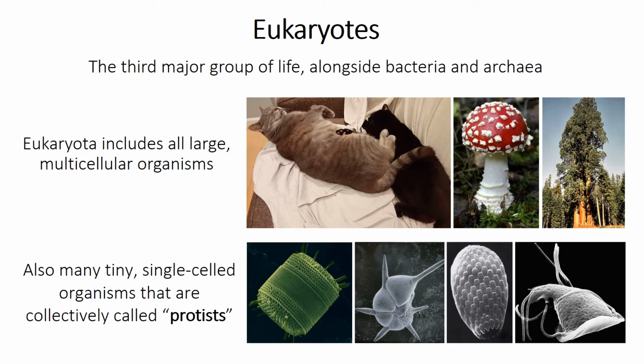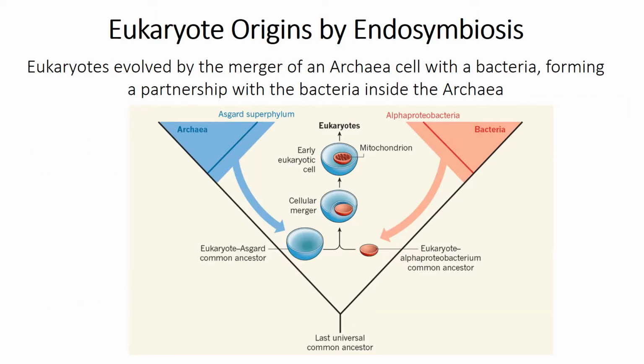Eukaryota also does include many single-celled organisms belonging to a wide range of different groups, but collectively referred to as protists. Because virtually all eukaryotes, whether they're protists or animals or plants, require some oxygen, evolution of the group has long been thought to be linked with the Great Oxidation Event. So as I mentioned very briefly in an earlier video, the evolution of eukaryotes is really a fascinating story.